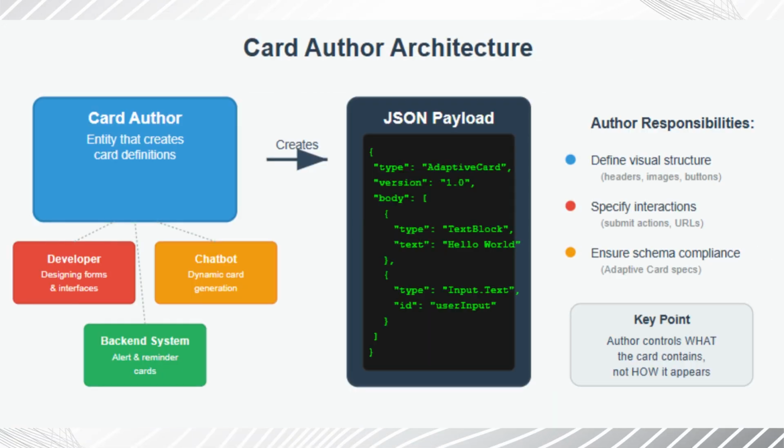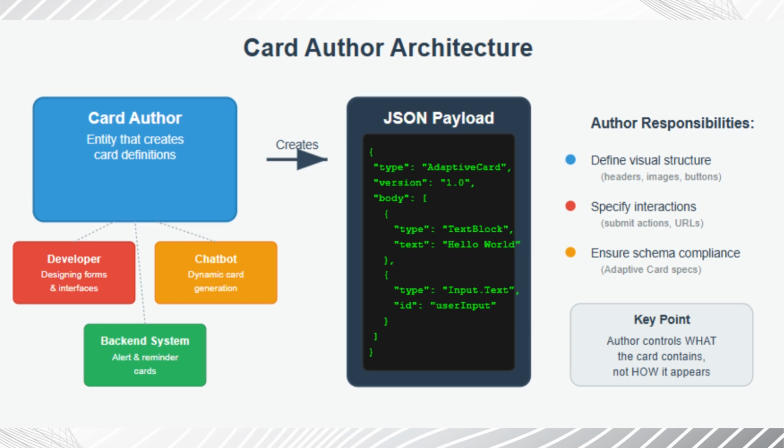The card author is the entity, person, bot, or system responsible for designing and providing the card payload. The payload is a JSON-based schema that defines the structure, layout, and content of the card. Role of the card author: defines the card's visual structure, e.g., headers, images, buttons, text; specifies interactions, e.g., submit, actions, open URL, toggle visibility; ensures the card adheres to the adaptive card schema specifications.